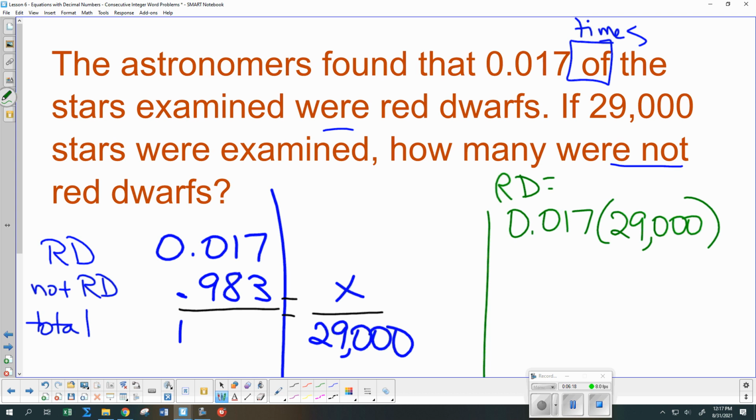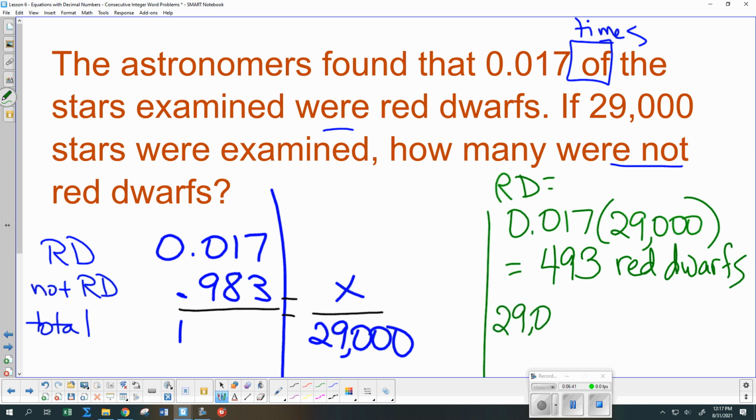Punch that on the calculators, and what do we have? Guys, what do you have? 493, and that would be were red dwarfs. So if we want how many were not red dwarfs, we need to take the total and subtract the 493, and help me out with that. What do we get?